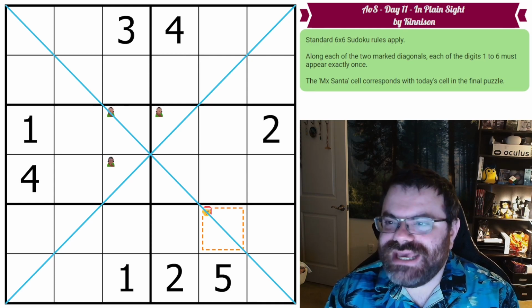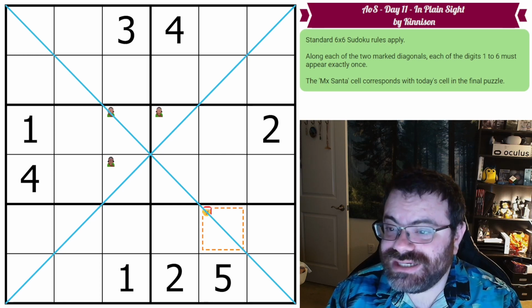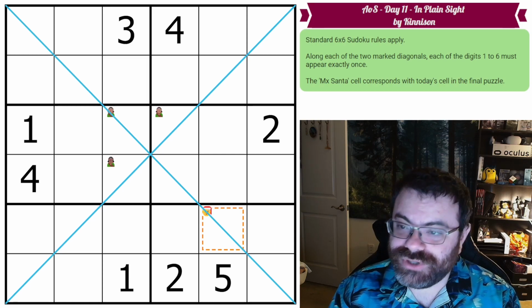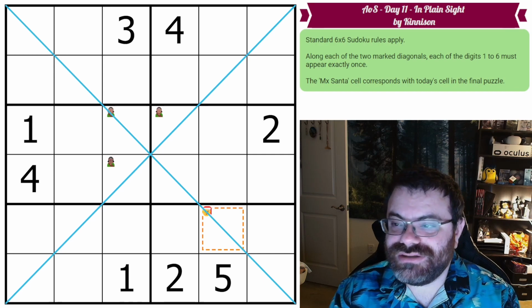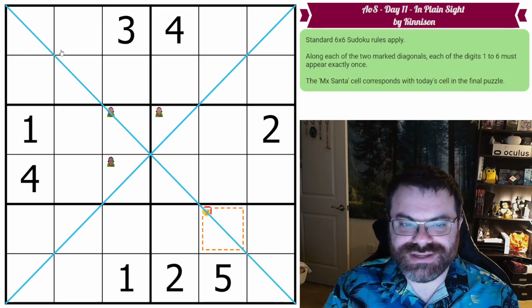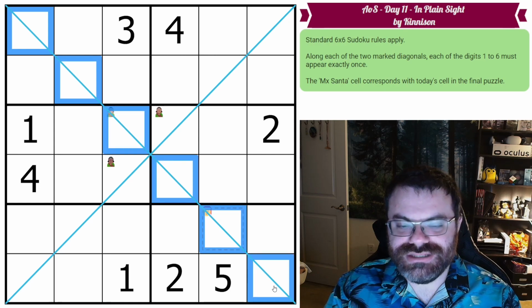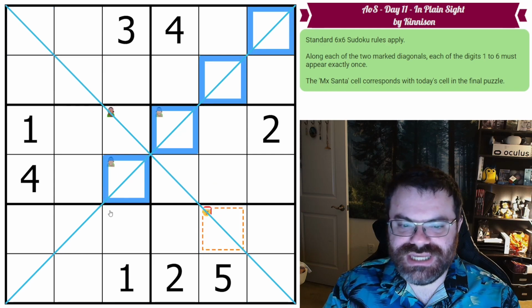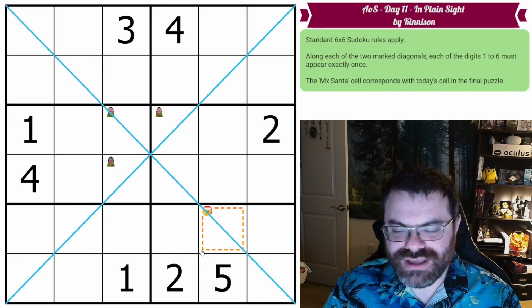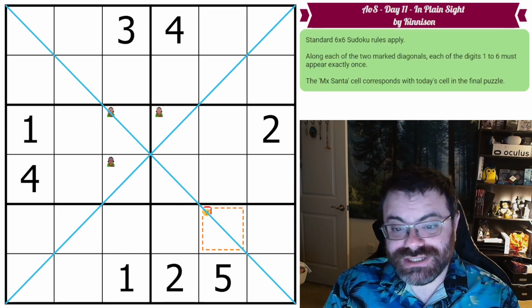So let's do Day 11. This is called In Plain Sight. It's by Kinnison. The rules are pretty straightforward. We have standard 6x6 rules. Additionally, we have what's called Sudoku X. Along these diagonals, digits cannot repeat. We treat those just like a row, column, or box. So those are the rules, and I'm going to get started now.